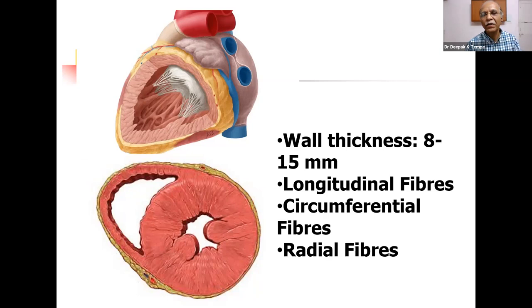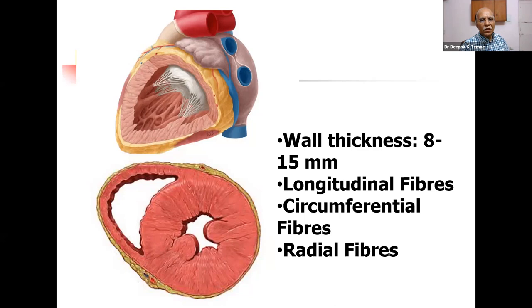Then you have circumferential fibers. The ones at the periphery contract in a clockwise manner, and the ones at the center contract in an anti-clockwise manner. So they produce a ringing effect on the myocardium, just as you twist clothes to squeeze them so that you have a good output. The myocardium likewise contracts in this manner.